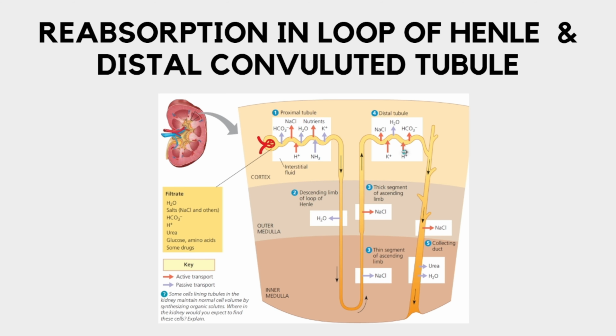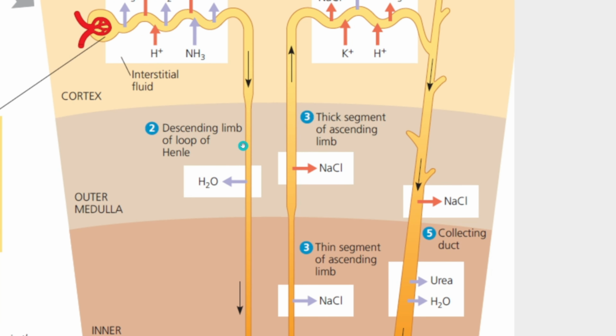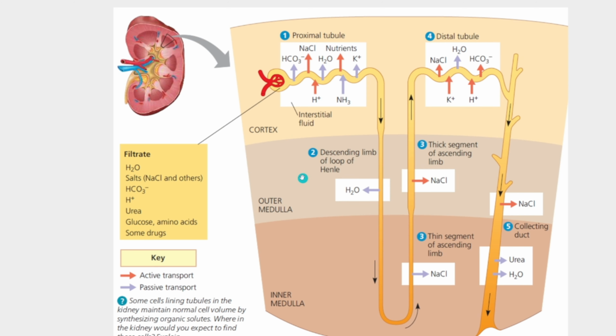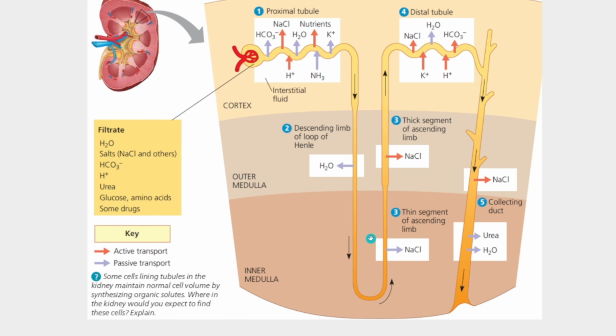So we will focus more on the loop of Henle first. So now it is here. You can see the diagram. The blue color is passive transport. The red color is active transport. You can see here the descending loop of Henle is thinner compared to the ascending loop. The ascending loop is thicker compared to the descending part, which is the thin descending part.